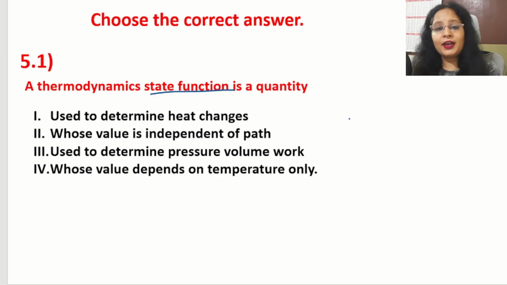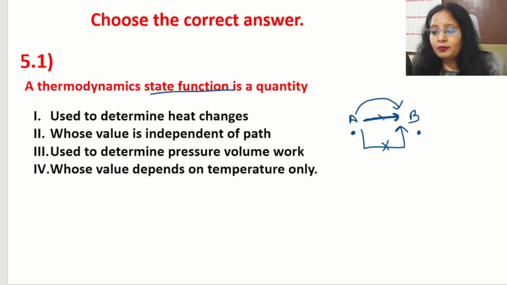Suppose we have A as a reactant and B as a product. These are the A state and the B state. A thermodynamic state function only depends on the initial state and the final state. It doesn't depend on whether the reaction goes this way or this way or this way. It does not depend on the path, only on the initial state and final state, like pressure and temperature.